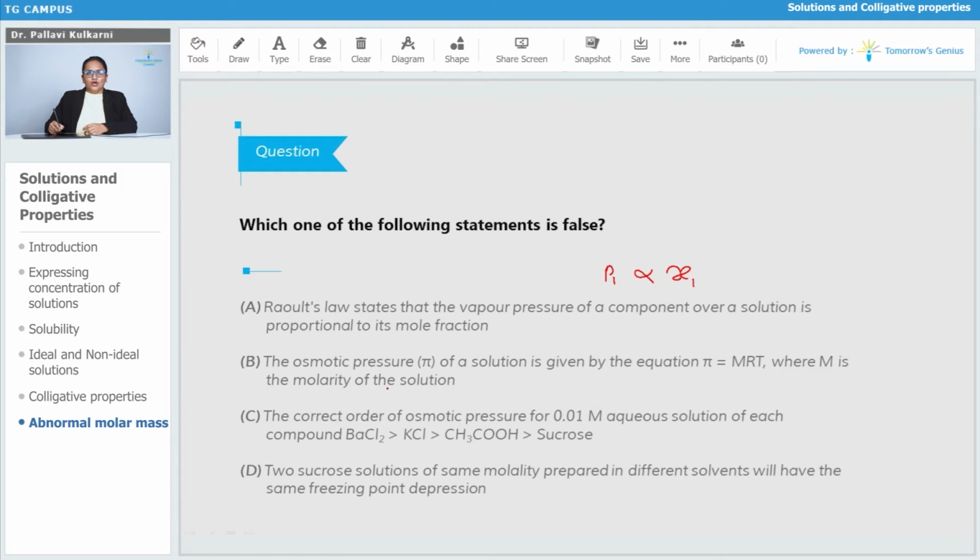Option B, osmotic pressure pi of the solution is given by the equation pi is equal to MRT, where M is the molarity of the solution. That is true. It is capital M, that is molarity of the solution.